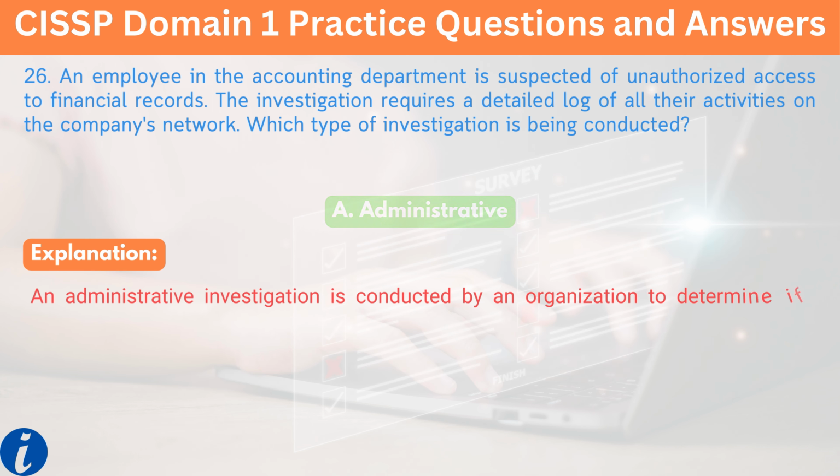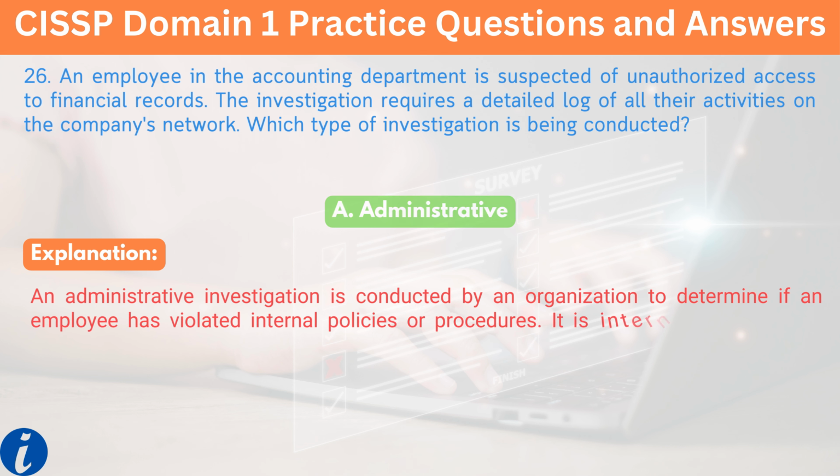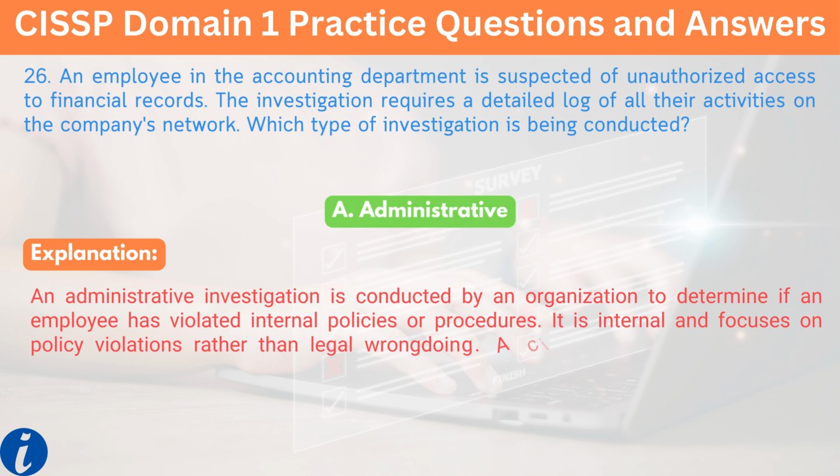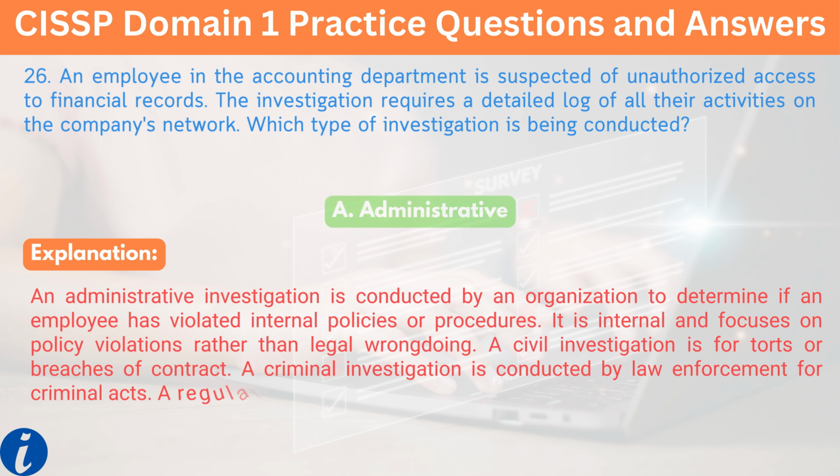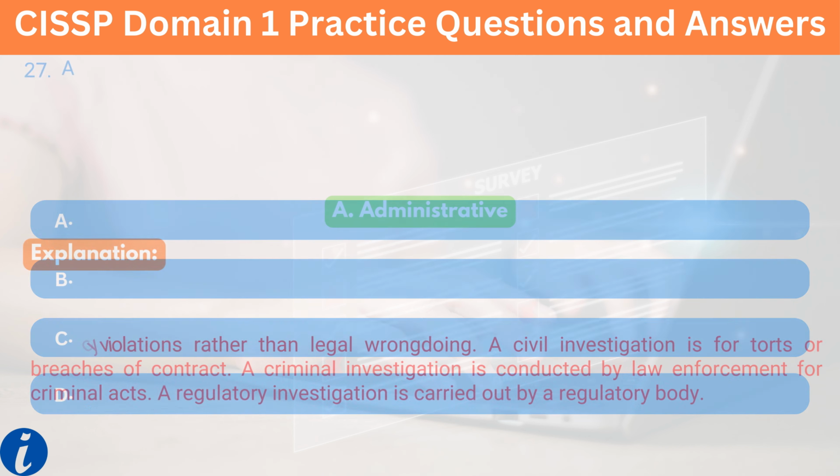Administrative. Explanation. An administrative investigation is conducted by an organization to determine if an employee has violated internal policies or procedures. It is internal and focuses on policy violations rather than legal wrongdoing. A civil investigation is for torts or breaches of contract. A criminal investigation is conducted by law enforcement for criminal acts. A regulatory investigation is carried out by a regulatory body.